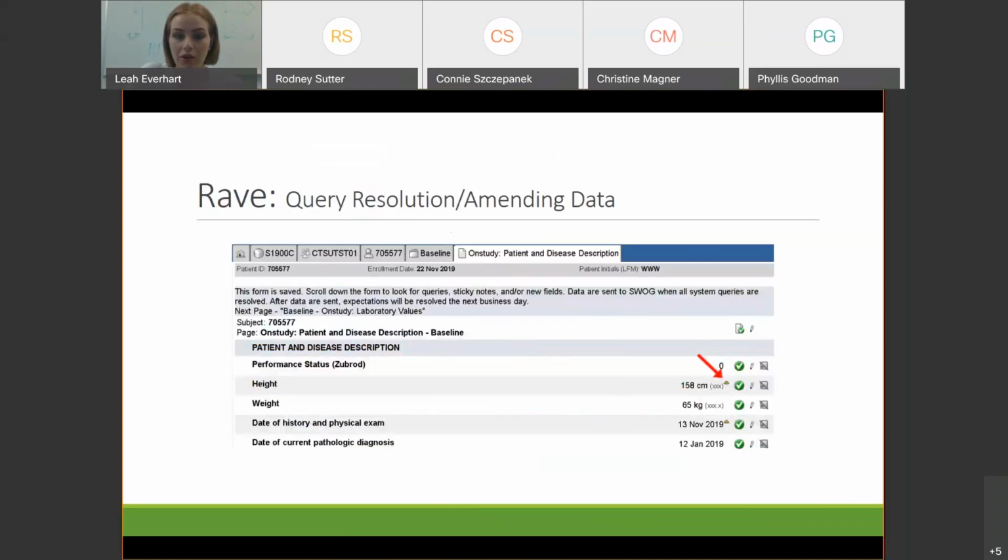So as you can see, all the queries have been resolved on this form, and each line has a green check mark. And you can also see there's a little arrow pointing to a yellow triangle, which indicates the data has been amended for that item. You can click the status icon for each field to see the audit trail if you wish. Please note that all system queries must be resolved before the data can be imported to SWOG. So it's important to address those as quickly as you can. And any expectations tied to those forms are resolved the next business day, which is something good to be aware of. Next slide, please.